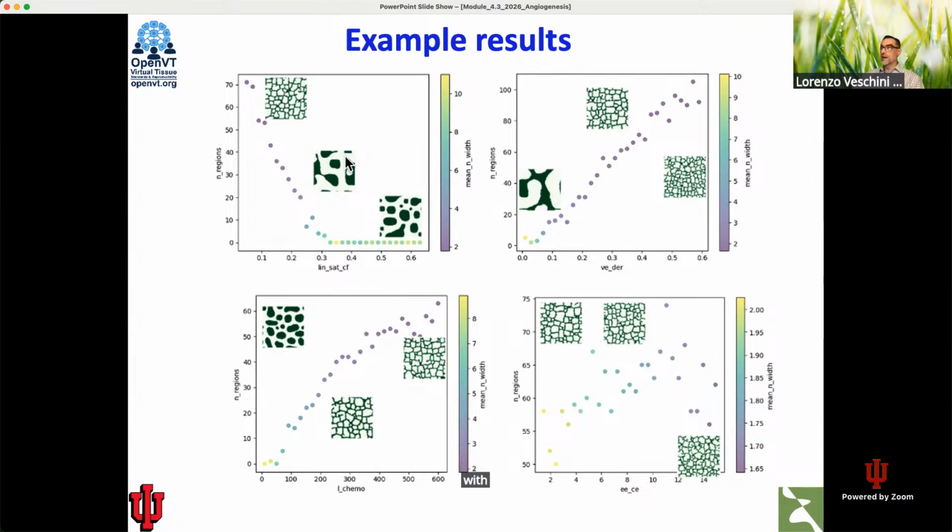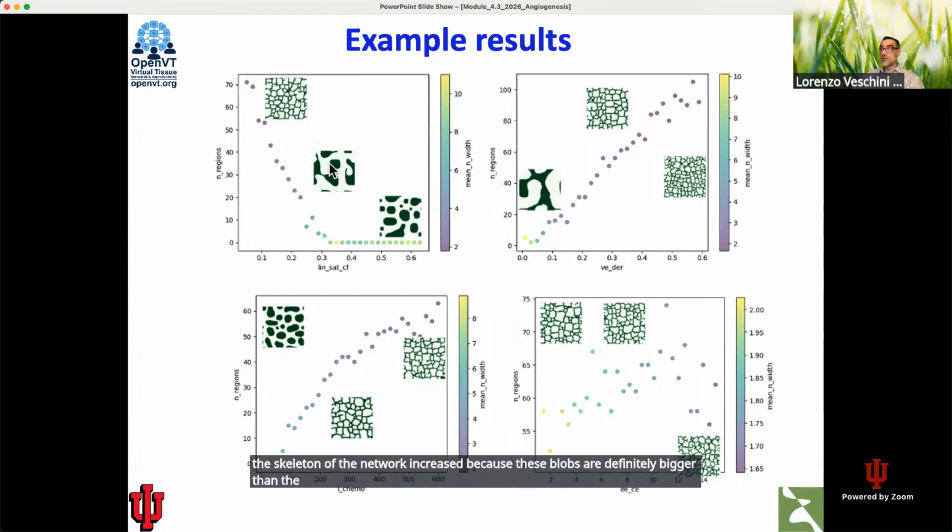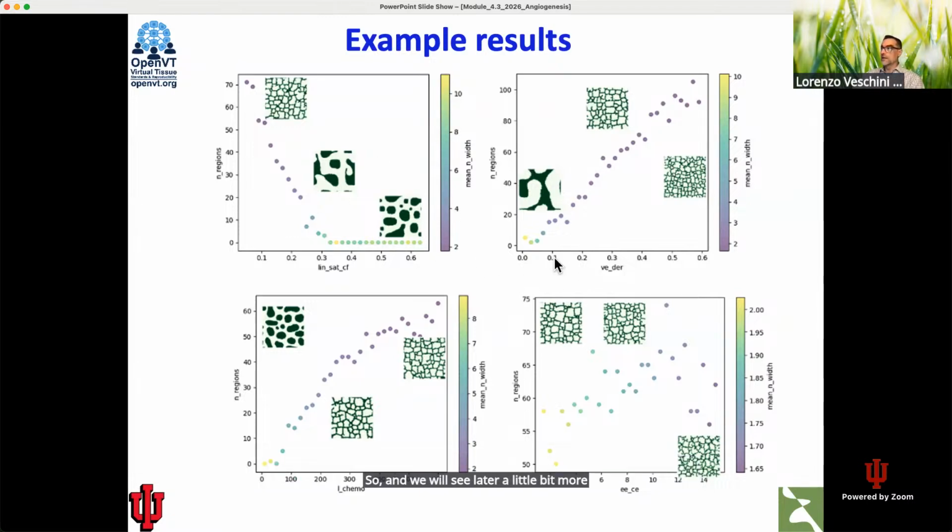So essentially our distance from the skeleton of the network increased because these blobs are definitely bigger, wider than each individual strut. And we will see later a little bit more of this.